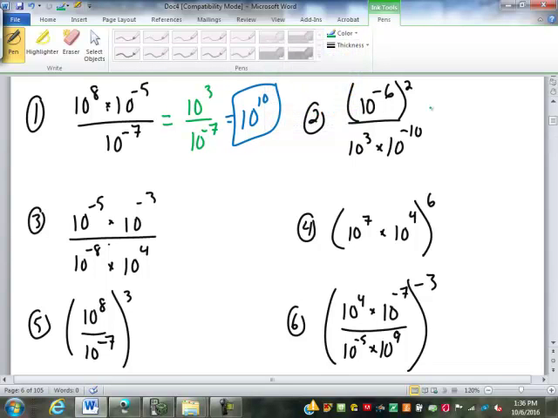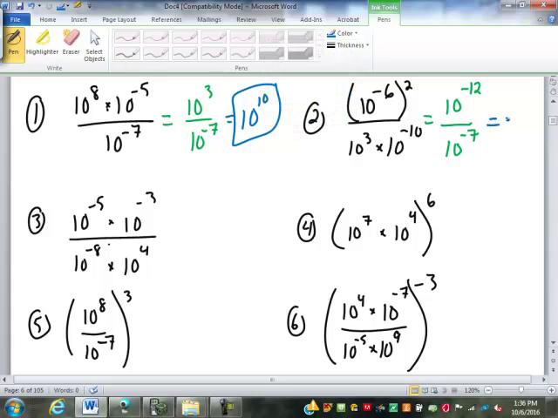Over here, we got 10 to the negative 6 to the power 2. When we have a power of another power, what do we do with the powers? Multiply. So negative 6 times 2 is negative 12. On bottom, we're back to multiplying here. 10 to the 3rd times 10 to the 10th. When we're multiplying, we do what with powers? Add. 3 plus negative 10 is negative 7.